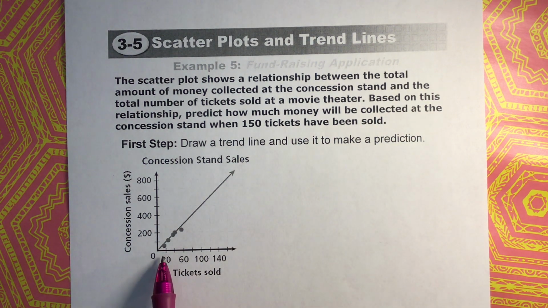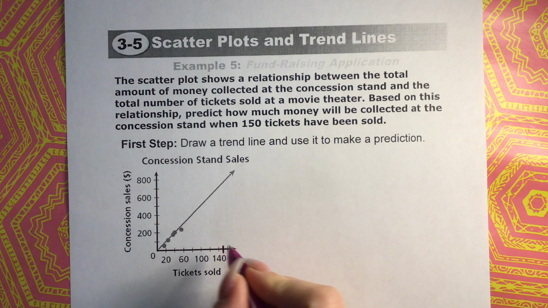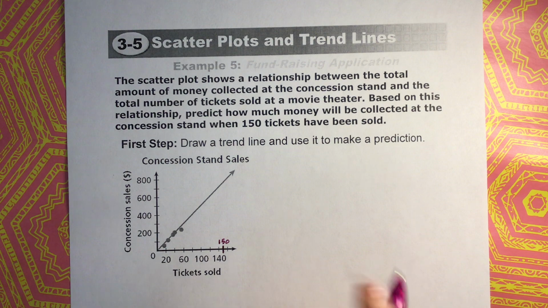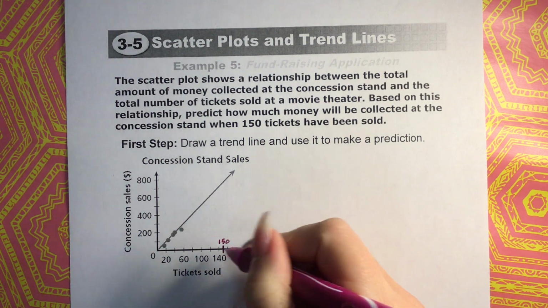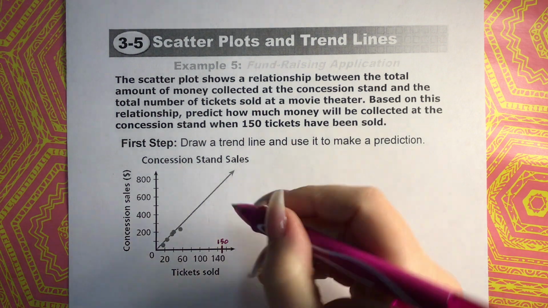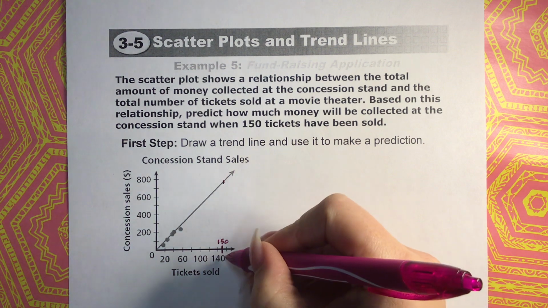So let's see here. It looks like these are in increments of 20, 40, 60, 80, 100. Okay, so that means 120, 140. This is going to be 160 here. So 150 would be halfway between 140 and 160. So this would be 150. I'm just going to write it on this side just because 140 is in the way. And then we just go straight up from there. And what do we get? We go straight up and right about like here.